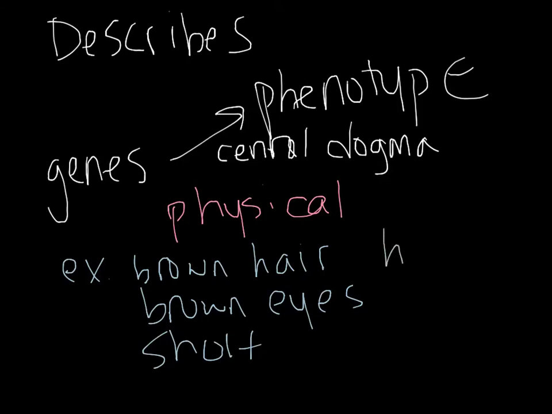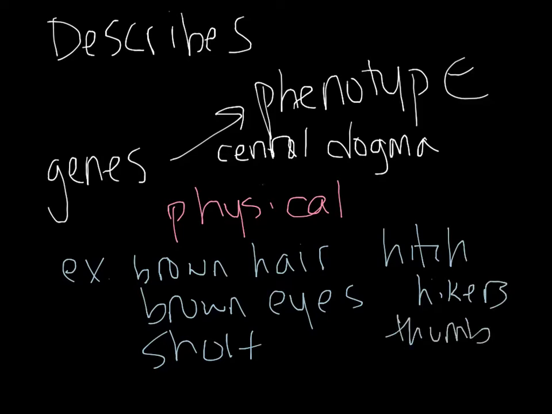These could also include things like hitchhiker's thumb, and any other trait that might come to mind, like earlobes or hair on the middle digit, would all be examples of phenotype. The way that works is your genes, or your genotype that we just talked about, affect your phenotype or physical characteristics through the central dogma. So because of your genes, it affects who you're going to be and what you're going to look like.